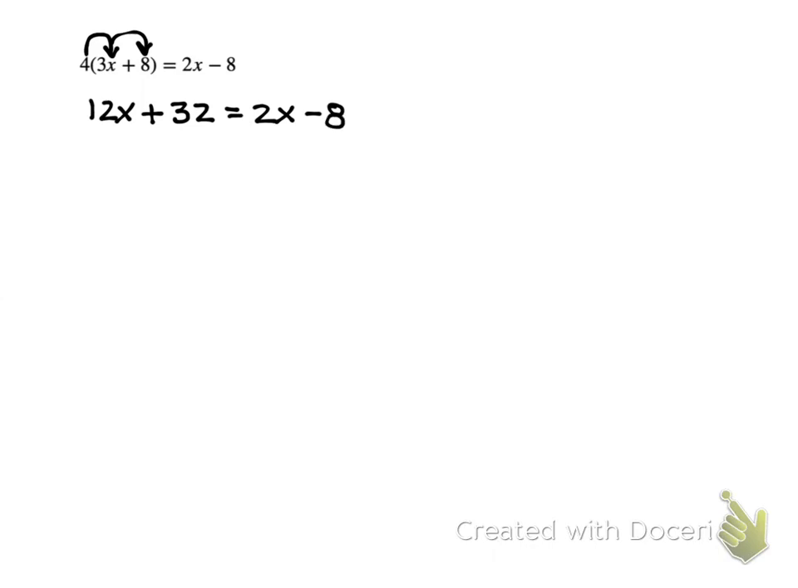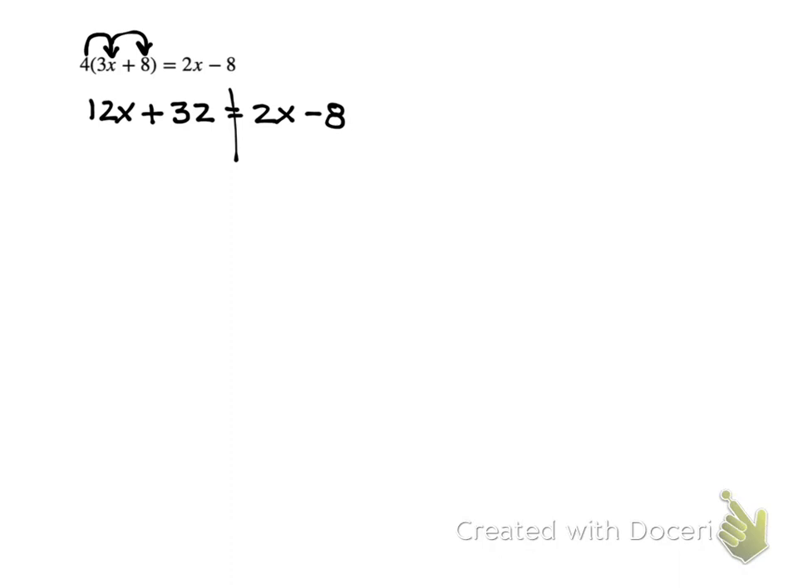Now at this point, we have 2 x terms, a 12x and a 2x, and then 2 constant terms. But they are separated by the equal sign. We cannot combine like terms across an equal sign. So you have to move them to the other side first before you can put them together. I always recommend you move the x's first, and you actually have 2 options.